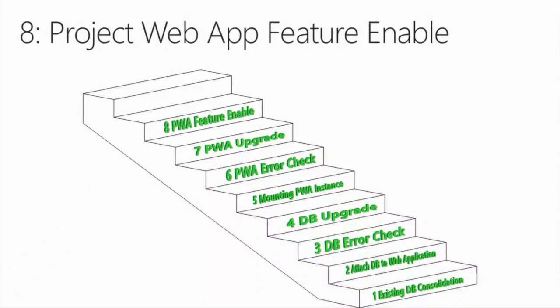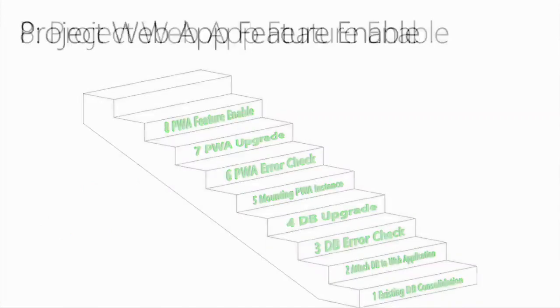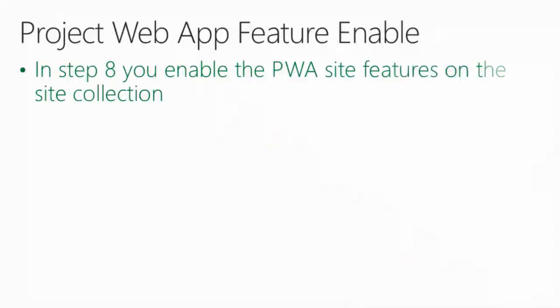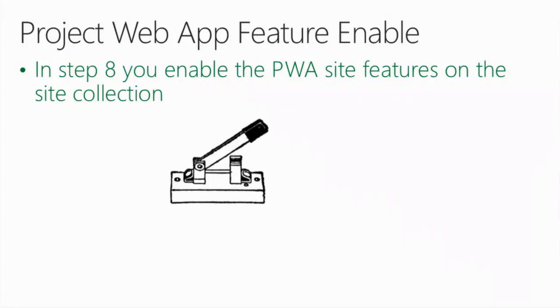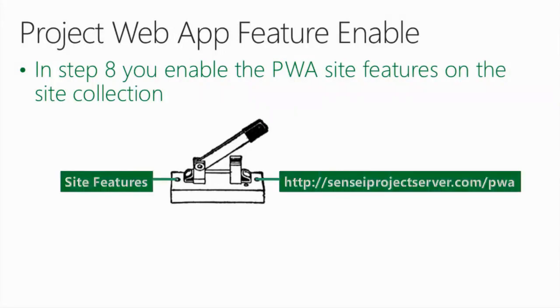So our last step is your PWA feature enable. In step 8, you enable the PWA site features on the site collection. You've got the features, you need them enabled on the collection, so that's what step 8 is all about. This is the PowerShell command that you do that with. Very straightforward: Enable-SPFeature.